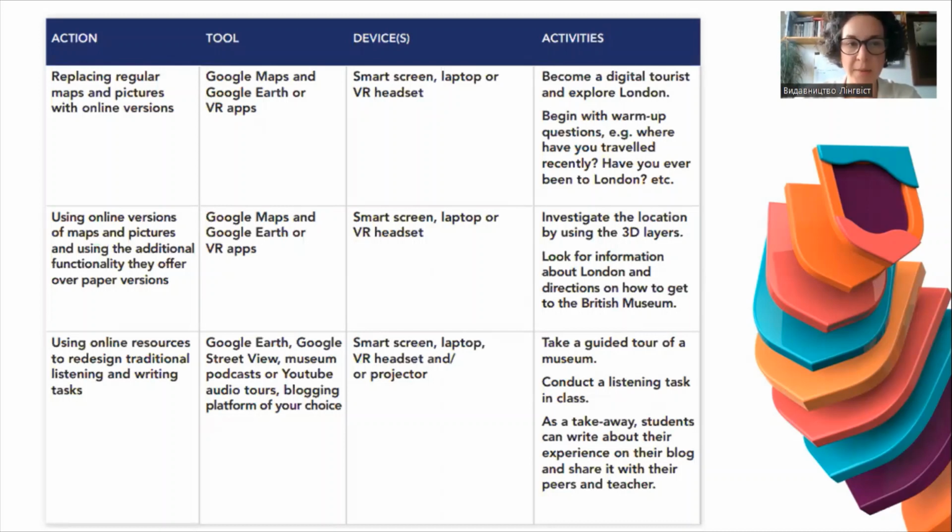So replacing regular maps and pictures with online versions like Google Maps, Google Earth, VR apps, and so on. You can use it on the screen, on the laptop, or, well, if that is possible, on VR headset, but most of us would most probably have the screen. Using online versions of tools with other functions, and using online resources to redesign traditional listening and writing tasks, like podcasts, like YouTube, audio tours, audiobooks, and so on.